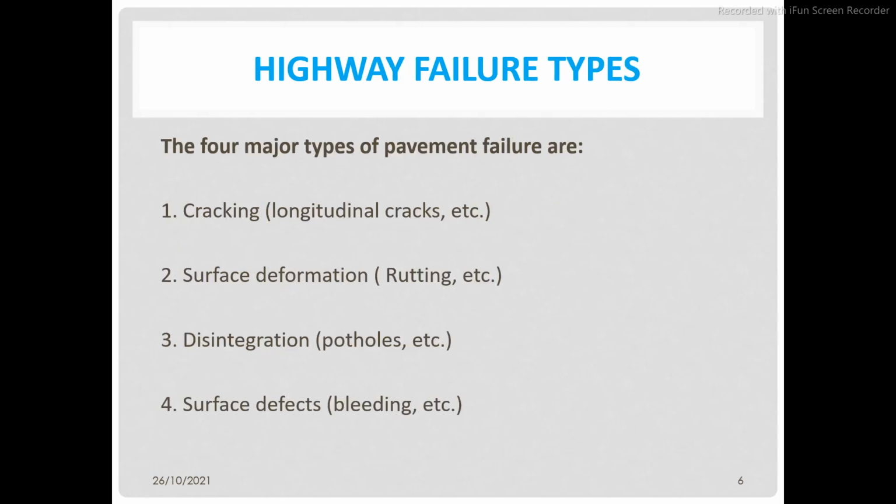Now we are going to talk about the types of highway failures. There are four major types of highway failures, which are cracking, which includes longitudinal cracks and various other things which we are going to talk about in detail further, surface deformation, disintegration, and the fourth and last one is surface defects.